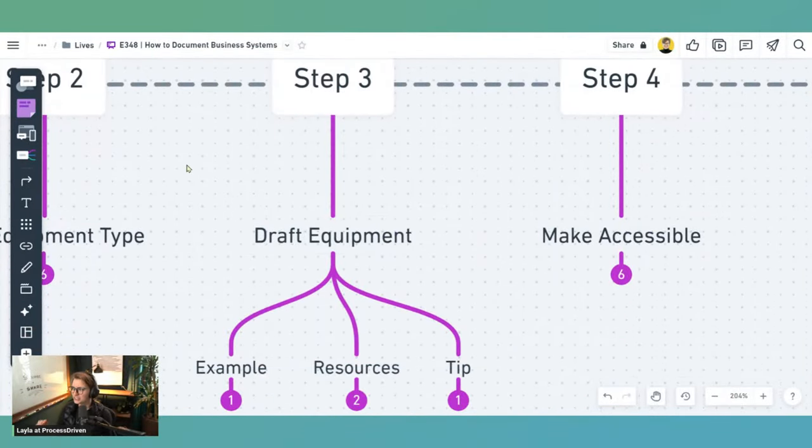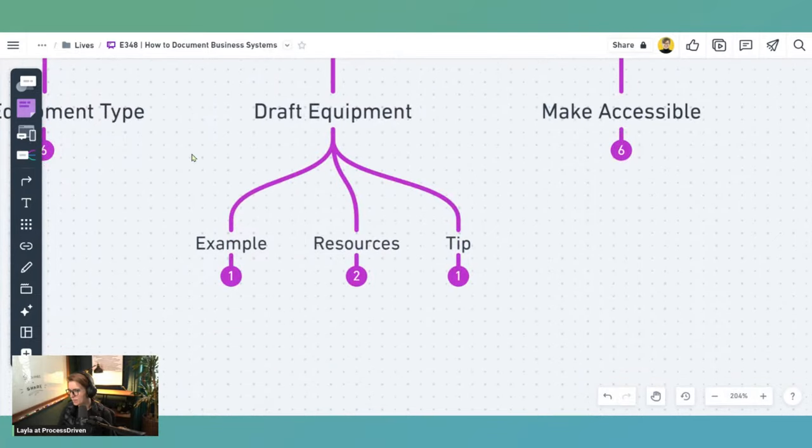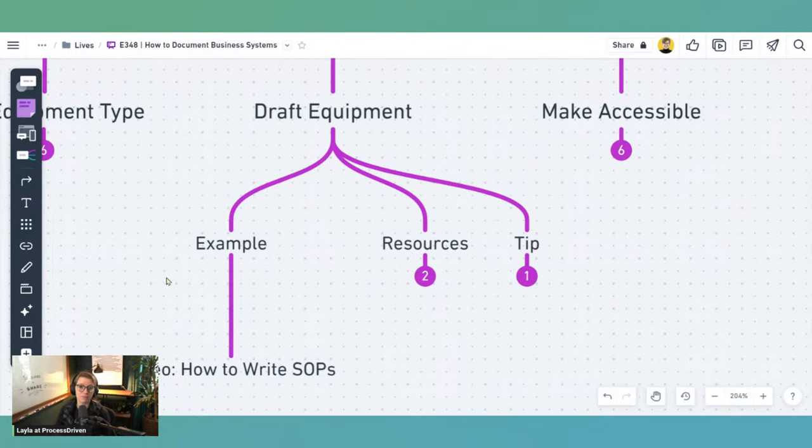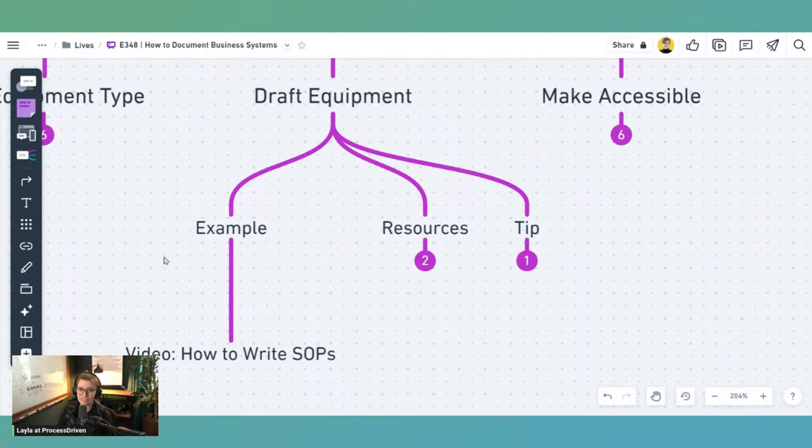And we're going to start talking about drafting equipment. Once we understand document, delegate, and develop, those three different categories, we figure out what category is going to help us most. We need to actually do the thing, execute the task. In this case, it might be writing an SOP. It might be creating a checklist.